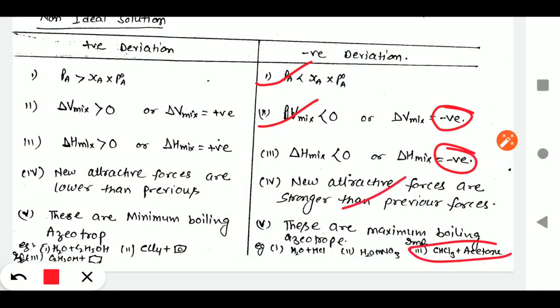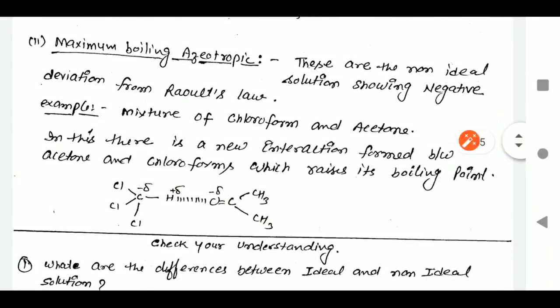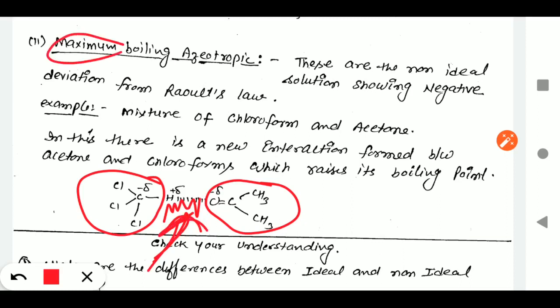And the example was chloroform and acetone. So again I am taking the example of chloroform and acetone. This is acetone, this is chloroform, but after mixing they form a new bond. So more heat is required to break this bond, that's why it boils at a higher temperature. So this is a maximum boiling azeotrope. These are non-ideal solutions which show negative deviation from Raoult's law.